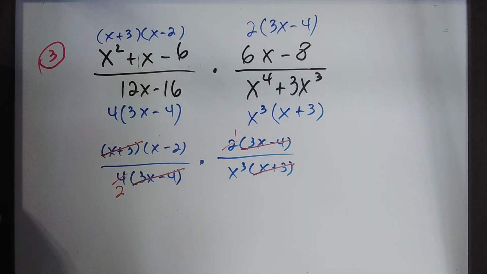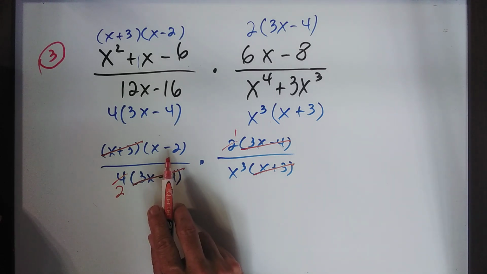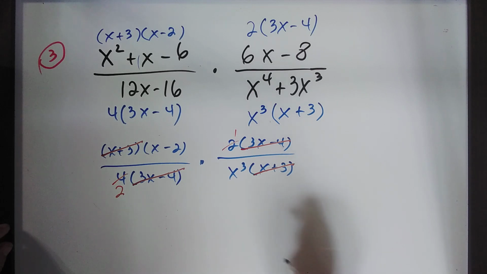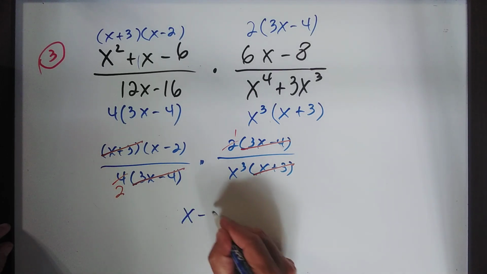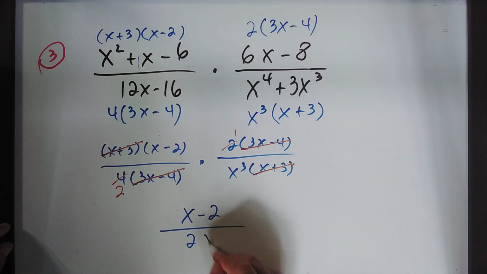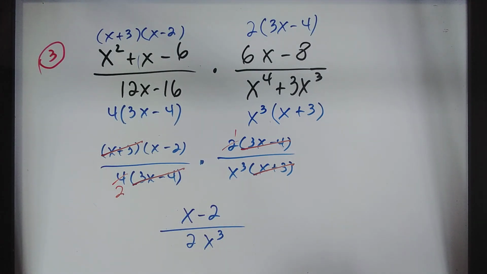Okay, so what is left on top? That's it, x minus 2. I have x minus 2 left on top. What is left on the bottom? 2 times x to the third, 2x to the third. And that's going to be my answer.